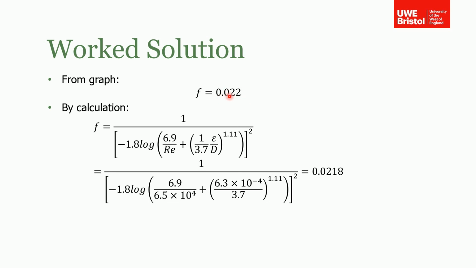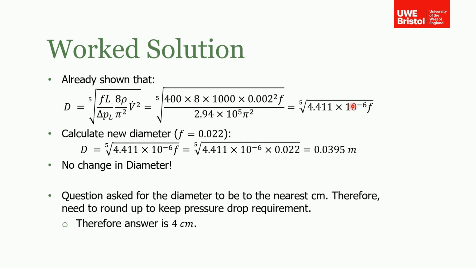It was 0.021 last time, it's now 0.022. Again, you can do it from the graph or by calculation. So we take that new friction factor and calculate a new diameter, and we come out with 3.95 centimeters. Therefore there's no change in diameter from the previous iteration, so we've converged to our solution. Now the question asks for the diameter to the nearest centimetre, so we need to round this up, so the answer is 4 centimetres.